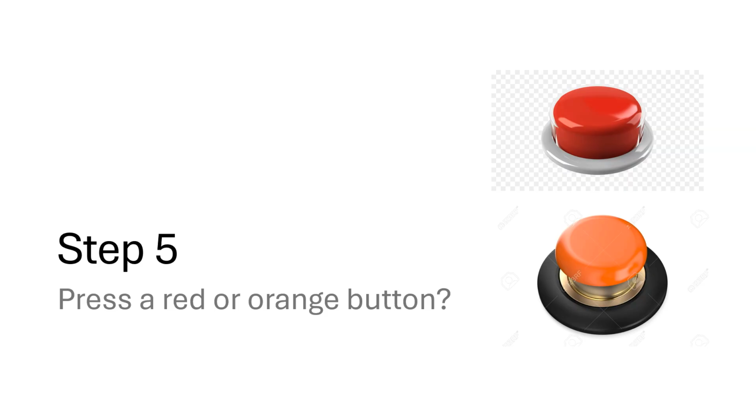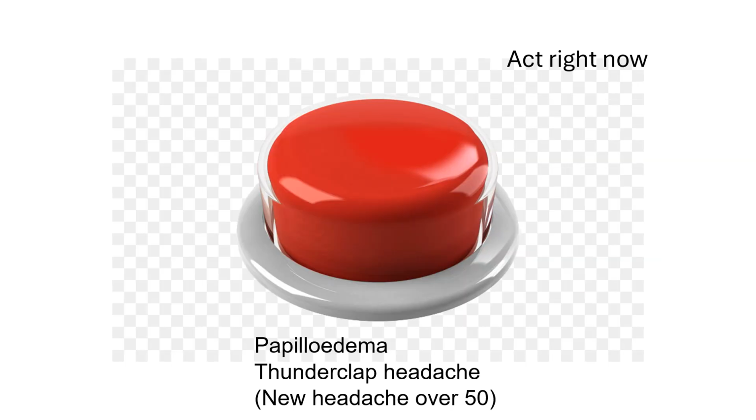So when you've done that, taken the history, done a very basic examination, you are now in a position to move to step 5. And we are looking now as to whether you will be pressing a red button, do something right now, or pressing an orange button in the first instance, do something quite soon within the next week or so. So where are we with our red buttons? Act right now. 3 things we really need to focus on: papilledema, thunderclap headache, and any new headache over the age of 50.